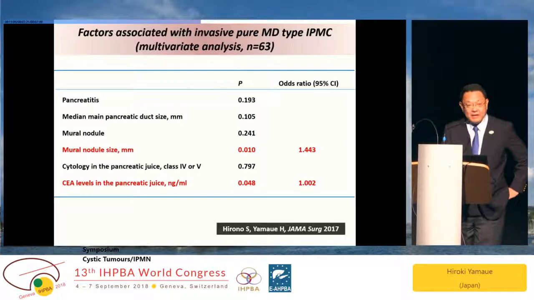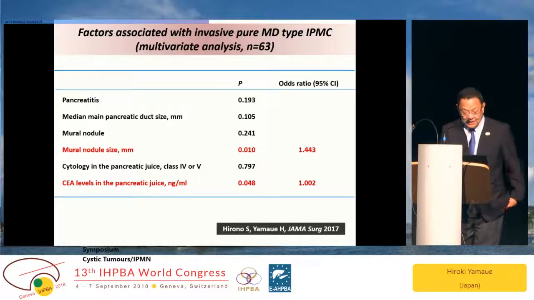The next topic is the factors associated with invasive pure main duct IPMN. As you can see, we have found two independent risk factors for invasive IPMC. One is a mural nodule, and the other is the CEA level in the pancreatic juice, two factors.